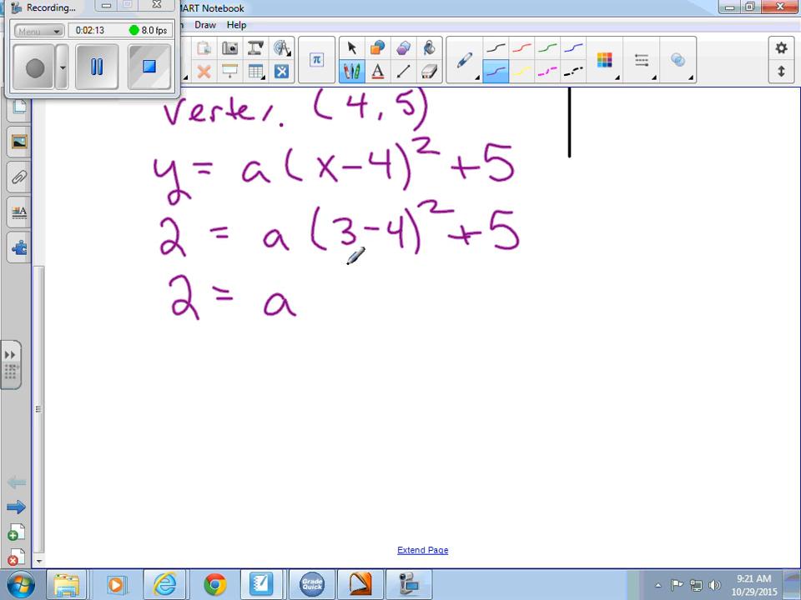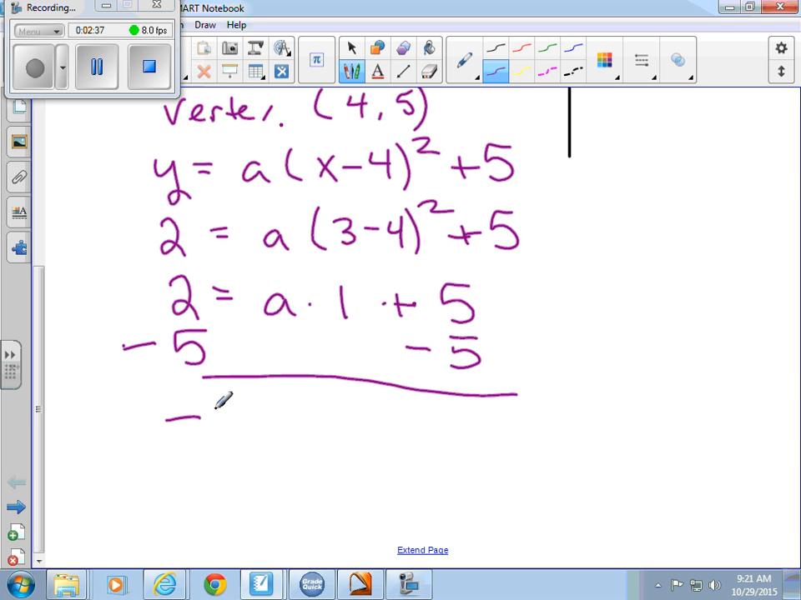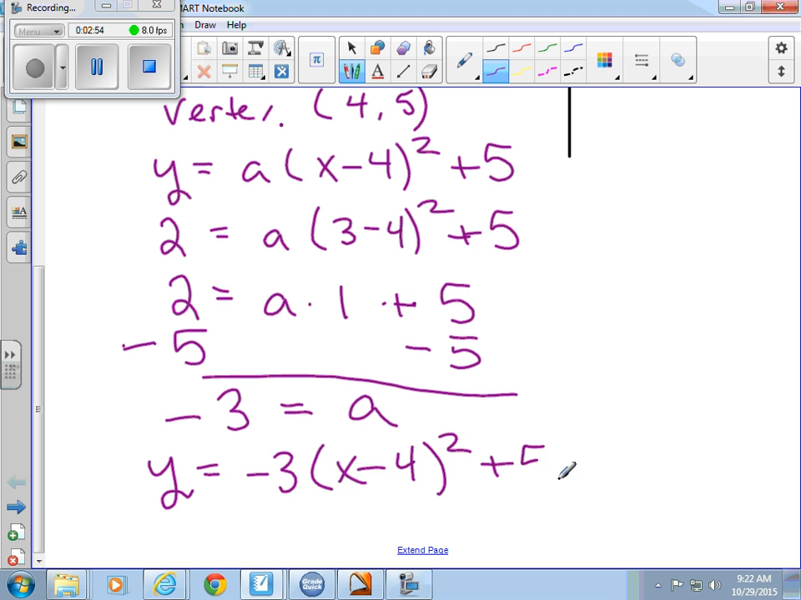What is 3 minus 4? And what's negative 1 squared? One. Yes, 1. Subtract 5 from both sides. Somewhere someone said 1. Michaela, I think. Was it you, Michaela, that said 1? I didn't hear anybody, so I think that's it. So y equals negative 3 times (x minus 4) squared plus 5.